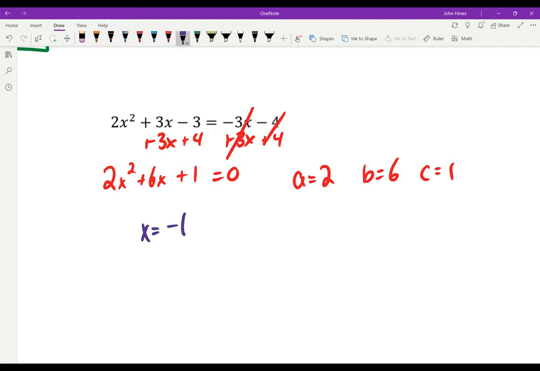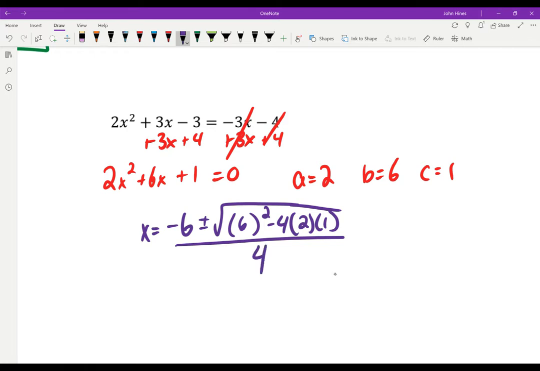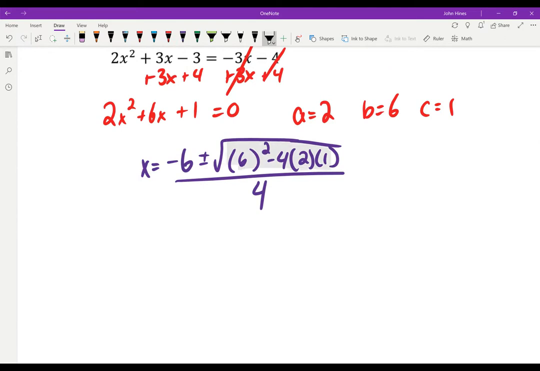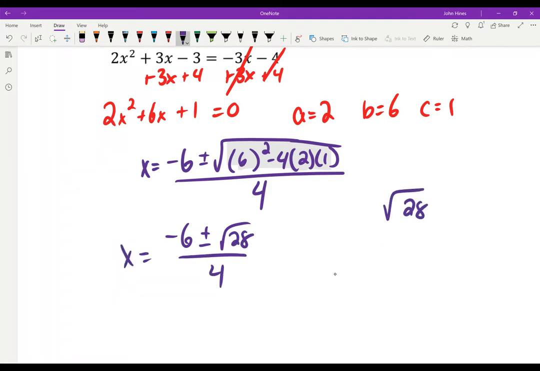X equals -b plus or minus the square root of b squared minus 4ac all over 2a. 2 times 2 is 4. And then we type in that number under the square root. No square root in your calculator, just the number under it. 6 squared minus 4 times 2 times 1 gives me 28. So I end up getting -6 plus or minus the square root of 28 over 4. So we're basically done. We just have to tackle radical 28.